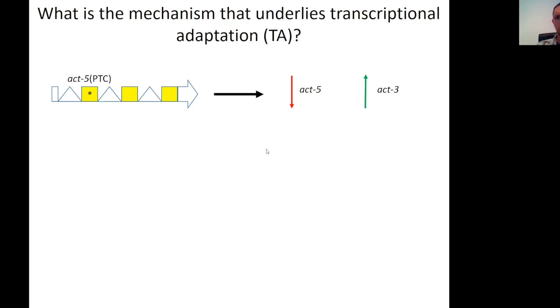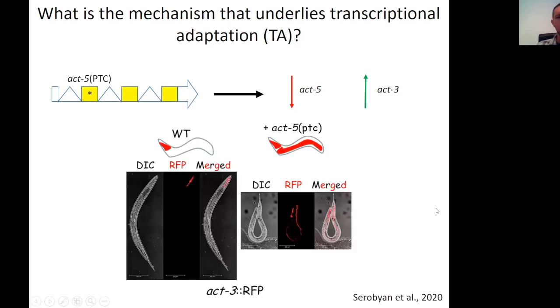And previously, we showed that using a transgenic reporter line for actin-3, so this is the promoter of actin-3 driving RFP, it's normally expressed in the pharynx of C. elegans. This line, in the presence of the actin-5 PTC allele, actually gains an expansion of where the RFP is expressed. So you can visualize when transcriptional adaptation is happening using these lines.